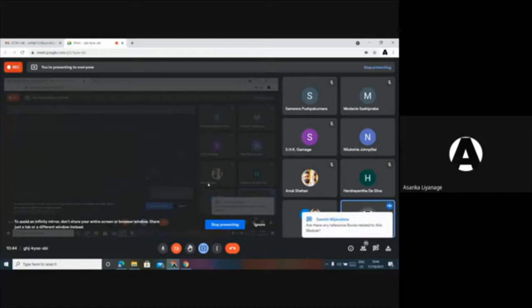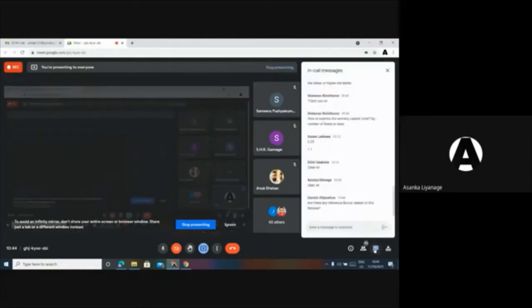Are there any reference books related to these modules? Any accounting book you can take if they have calculated ratios. No specific books. I cannot recommend specific books, but if it is ratios, you can read anything, right? If it is under the ratios, you can read any books, not specific. But what we do here in the classroom will be very much sufficient for your exam.